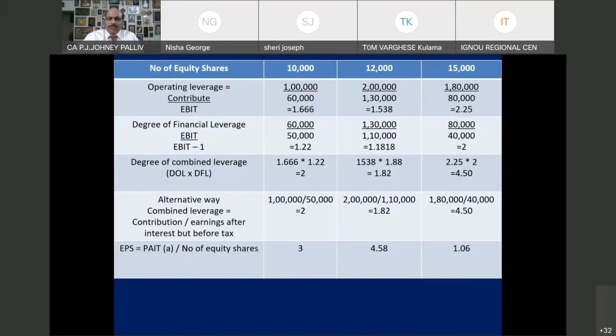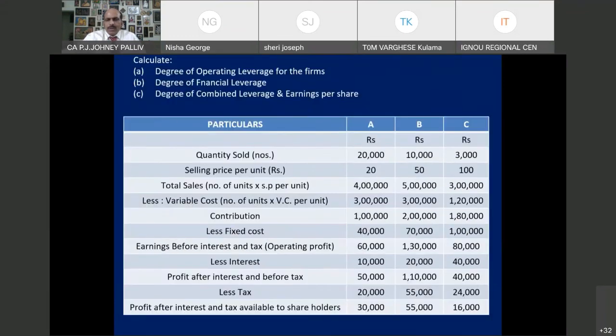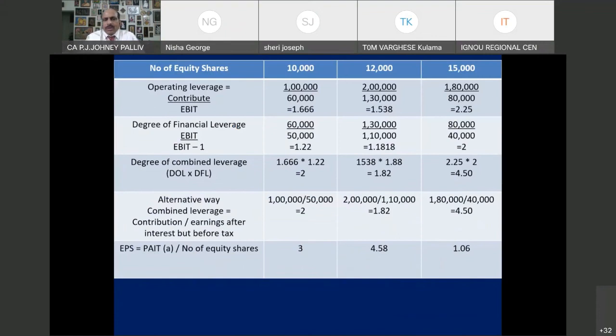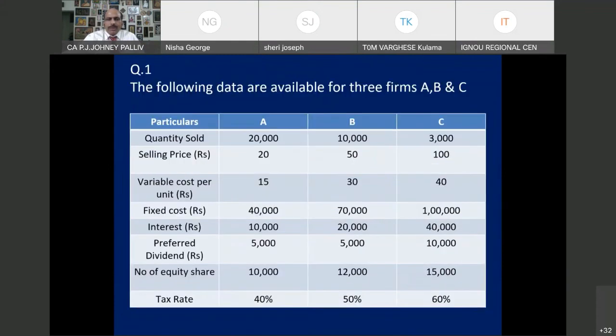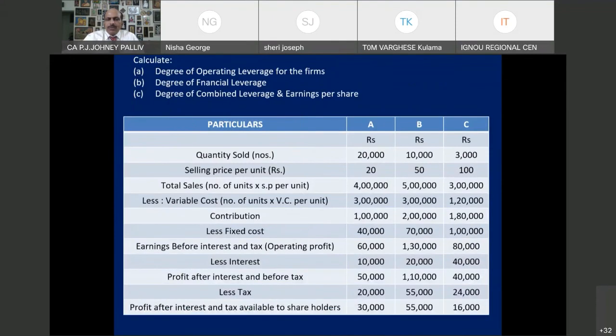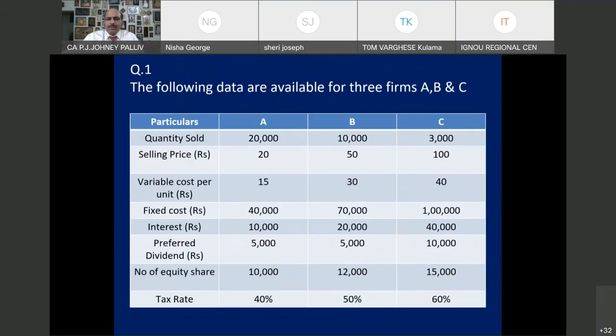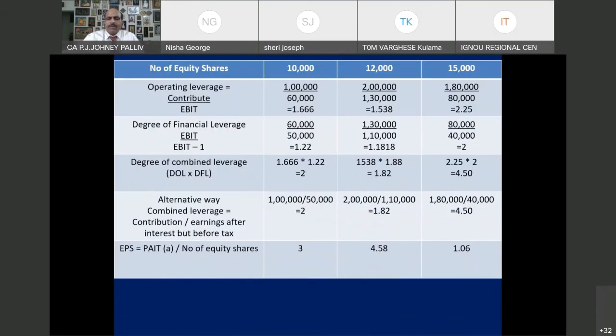I am going to conclude with the last line. The last line is earnings per share. Earnings per share is EPS. The profit available to equity shareholders is given as 30, 55, 60. So profit available to equity shareholders, that is 30,000 divided by number of equity shares. Number of equity shares given in the problem is 10,000. Therefore, 30,000 divided by 10,000 per share, 3 rupees.